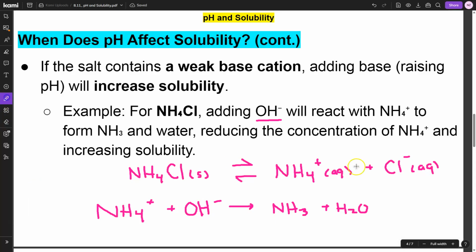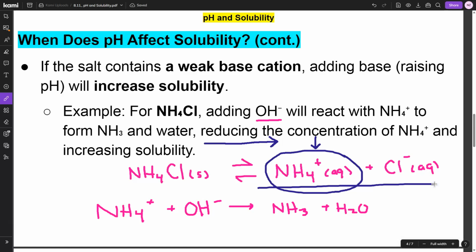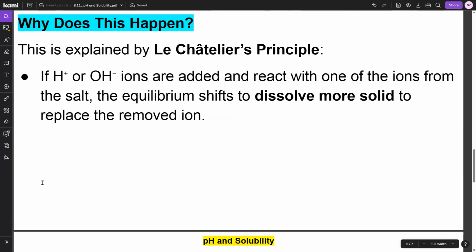So what's happening here is NH4+ is being removed from the system, so its concentration is going down. Again, add, shift, away is the saying that we use for concentration. The opposite effect is happening here: instead of adding NH4+ to the system, we're removing NH4+ from the system. So we're going to shift to the right, and the right side is where we are dissolved in solution, or we've broken apart. So solubility will increase because we're shifting to the side of the reaction where everything is dissolved in solution.